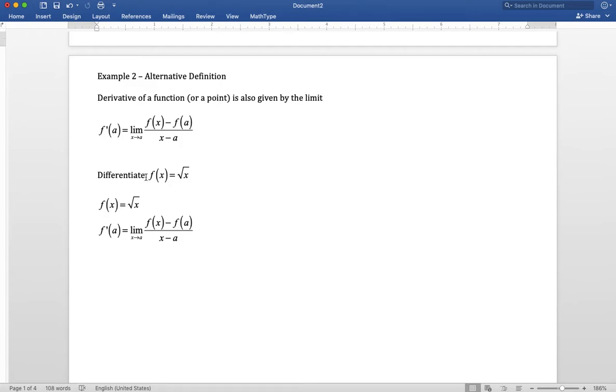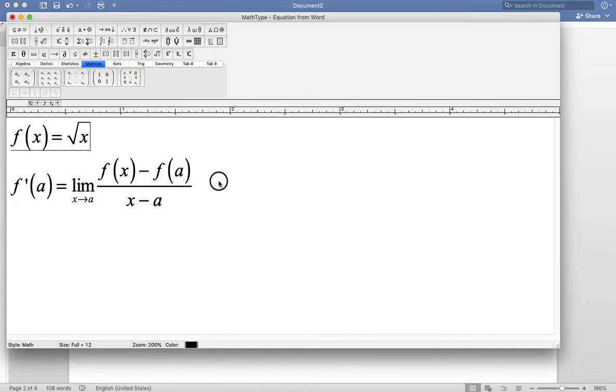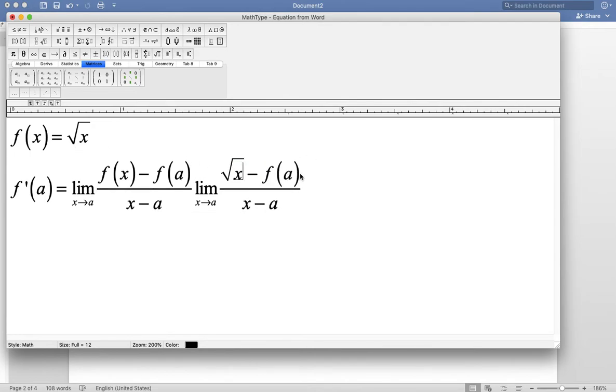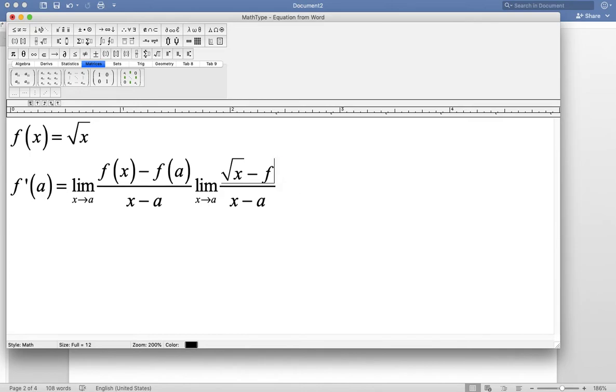So let's go on and differentiate f of x equals the square root of x. We're going to find the derivative of the square root of x. Let's try this out. First, we're going to substitute our function. So f of x is the square root of x. f of a is the square root of a, all over x minus a. You might put a limit sign in there. Now we have this limit.